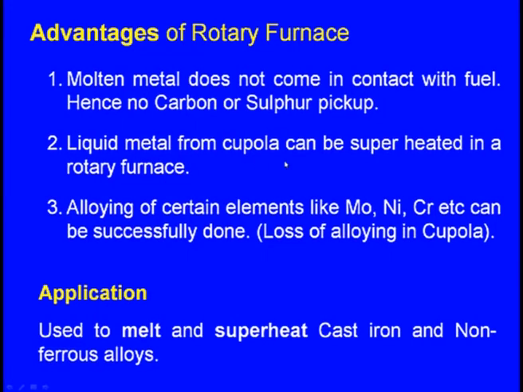Next one, liquid metal from cupola can be superheated in a rotary furnace. Now, one of the drawbacks of the cupola furnace is that the pouring temperature cannot be raised. Maybe we can just heat the molten metal. By the time we tap, the viscosity becomes very high, and it is very difficult to fill the cavity with the molten metal because the pouring temperature is not very high. Heating the molten metal above its melting point is known as superheating. Sometimes superheating becomes difficult with the cupola furnace, whereas large quantities of charge can be melted very easily in a cupola furnace. The problem comes with the superheating.